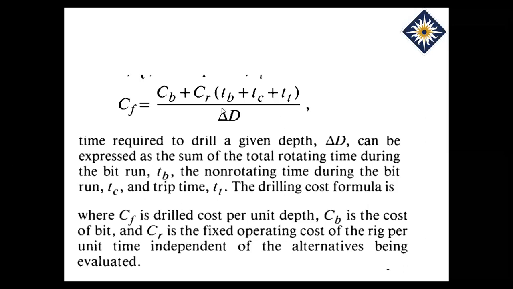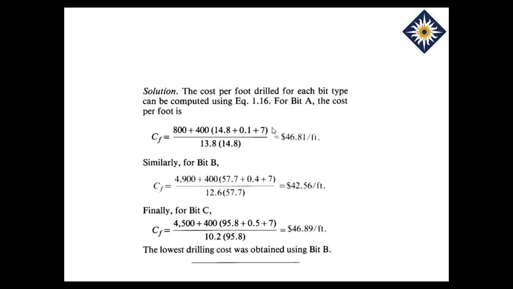So we have all these points, and the time required to drill to a given depth, delta T, can be expressed as the sum of the total rotating time during the bit run. So this is the time required to drill the total depth. This is the sum of all the times, as you can see here. Now let's look ahead and solve this example.